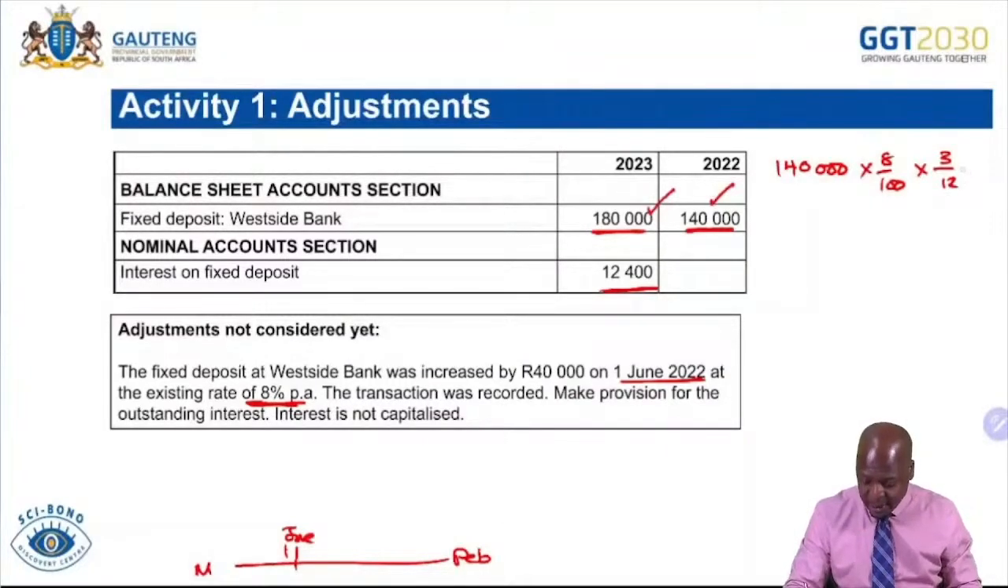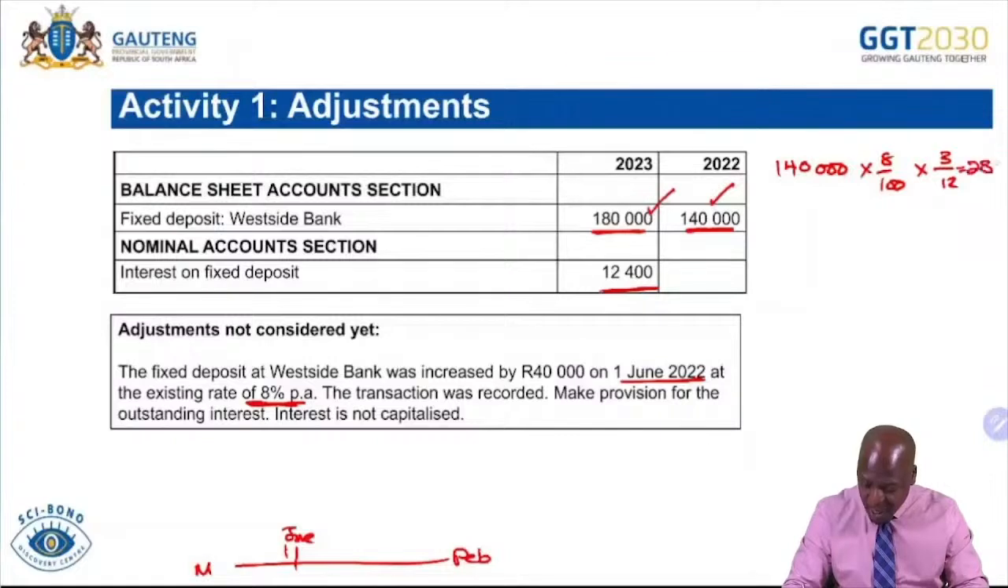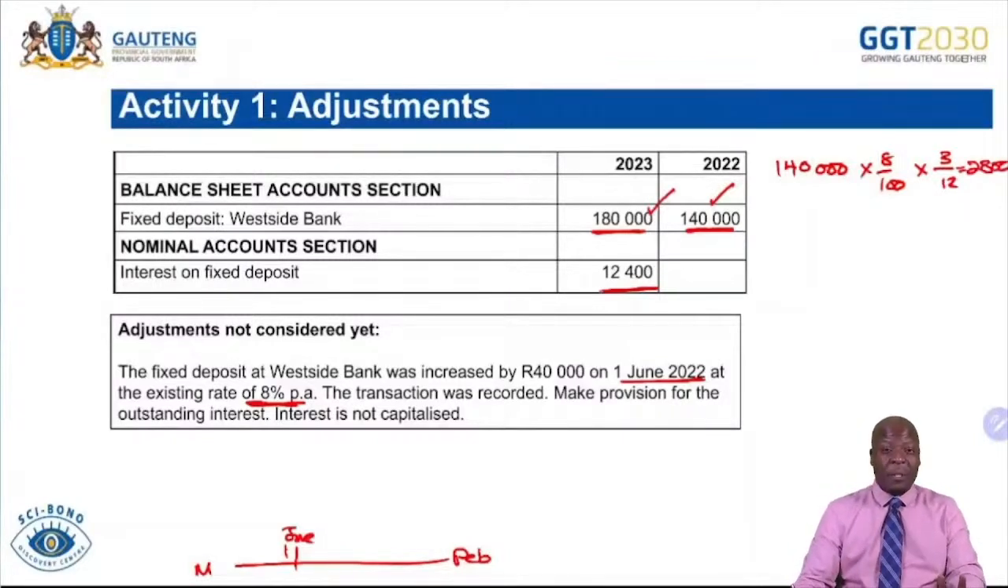Let's see those calculators. How much do we get here? 2,800. Am I too fast for you? Okay, I'm going to slow down a bit. All right, let's come to the next part then.